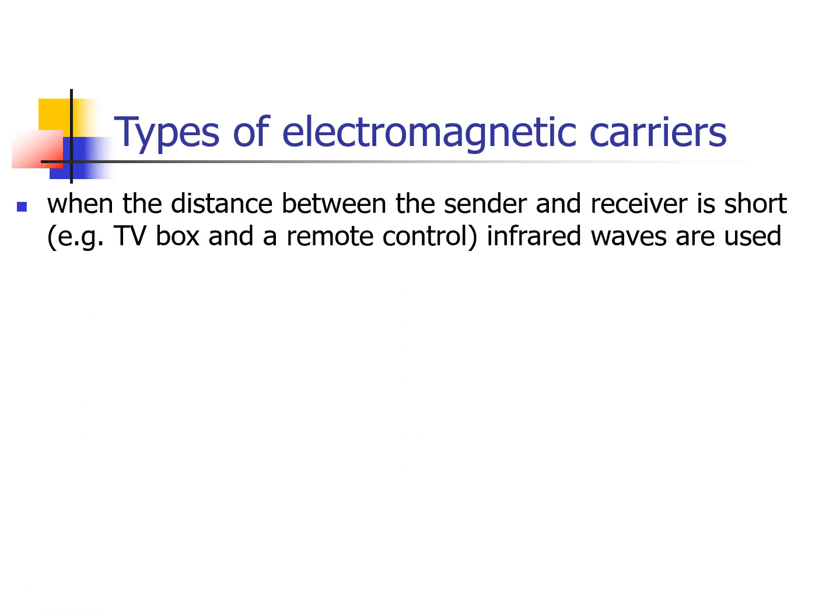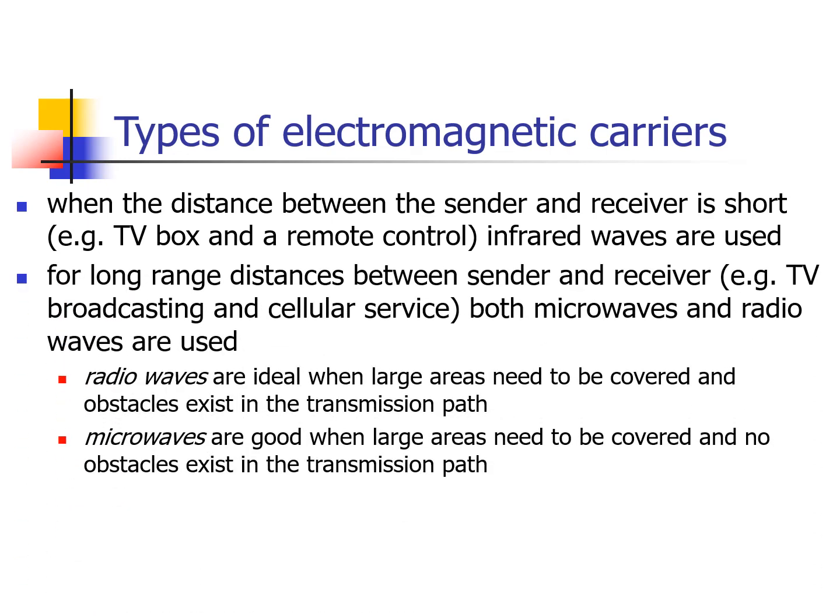Signals are sent using electromagnetic waves. Therefore, electromagnetic waves are also called electromagnetic carriers, and these are examples or types of electromagnetic carriers. When the distance between the sender and receiver is short, like the TV and the remote control, infrared waves are used. For long-range distances between sender and receiver, like TV broadcasting and cellular service, both microwaves and radio waves are used.